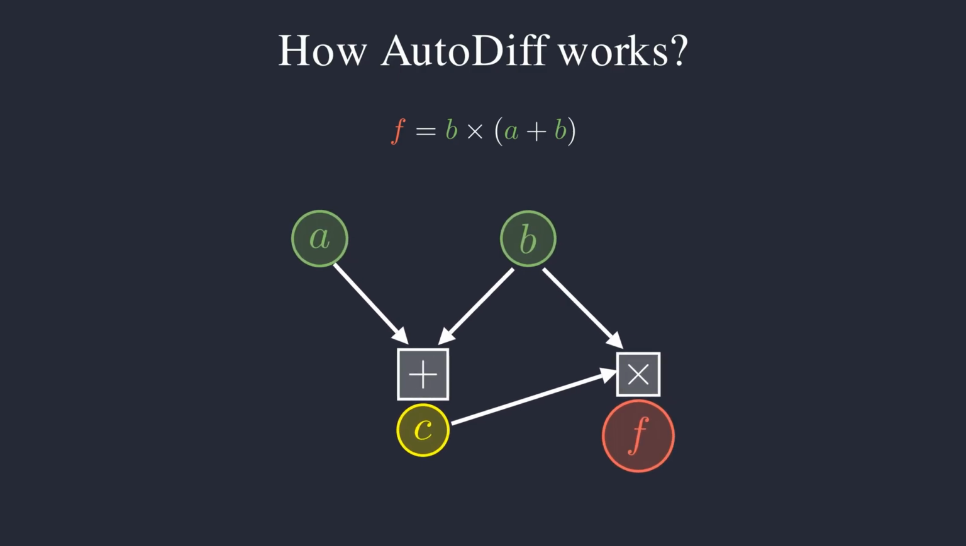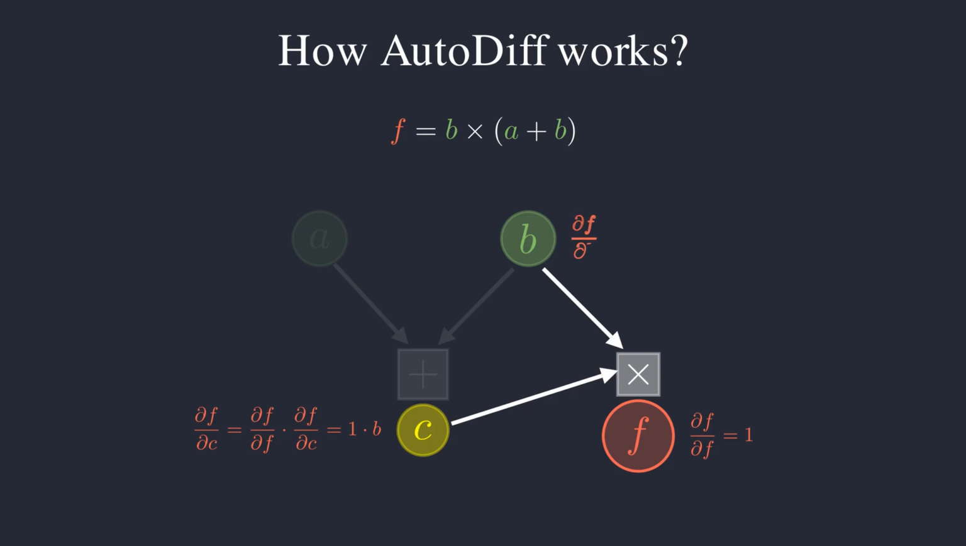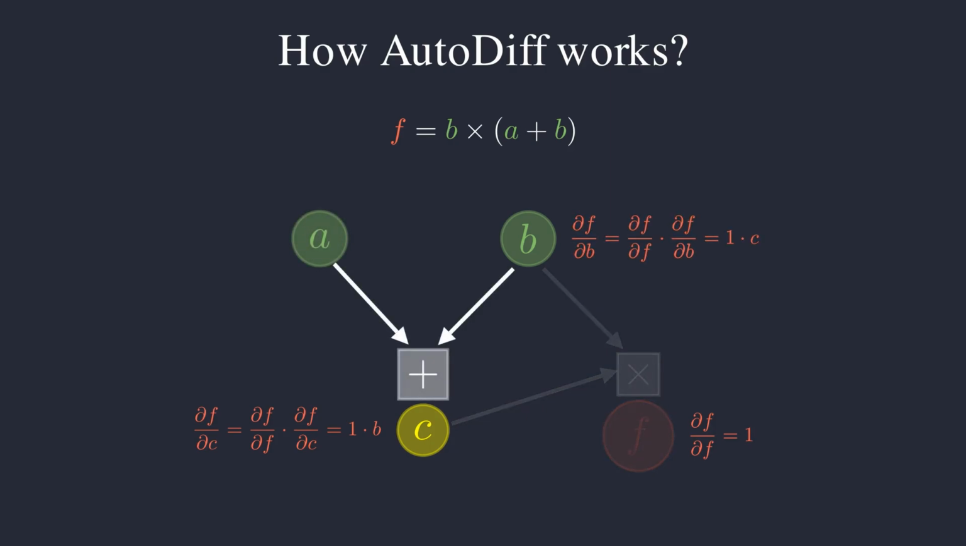Let's now get derivatives the AutoDiff way. Everything starts with the output node. We know that the derivative with respect to F is always 1. Next, the variable across the multiply operation comes into play. From the multiply rule, we know derivatives with respect to C and B. Finally, the lights turn on the addition operation.